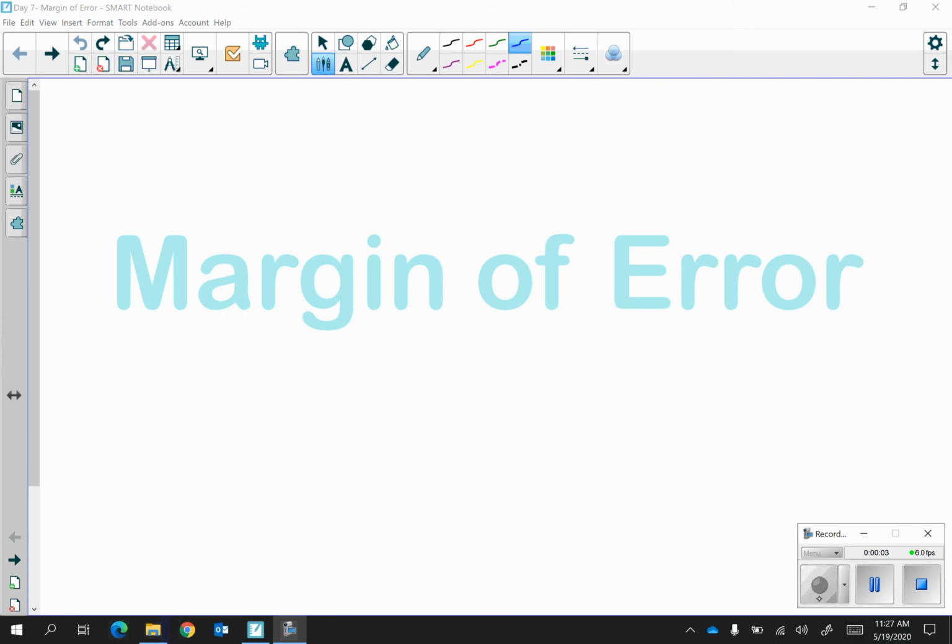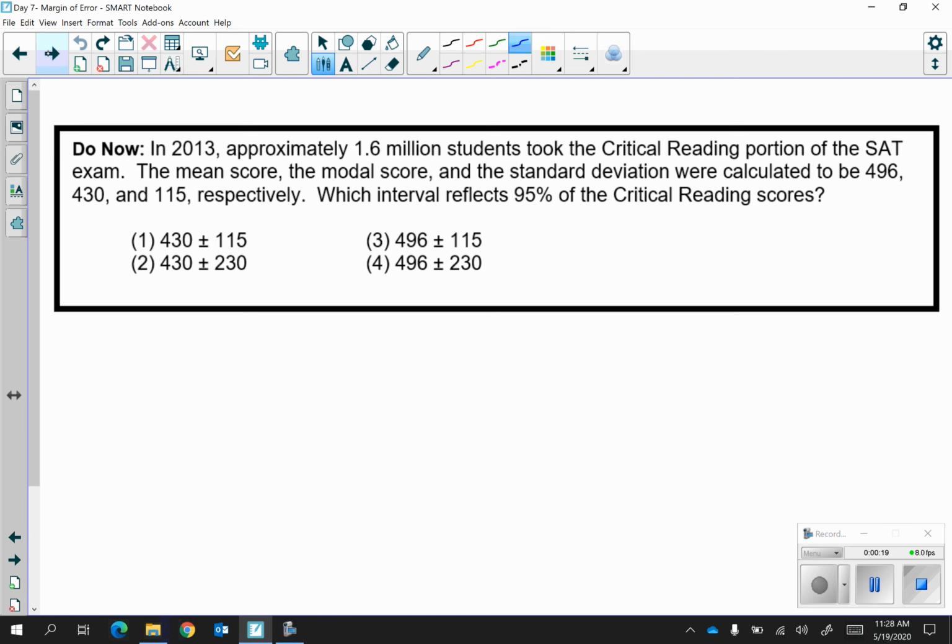Welcome to Margin of Error. In the last video, we talked about what a confidence interval was and how to find it using a margin of error. But in this video, we're specifically going to focus on questions that revolve around the margin of error as opposed to the entire confidence interval. So start working on the do now, pause the video, resume the video when you're ready to see the answer.